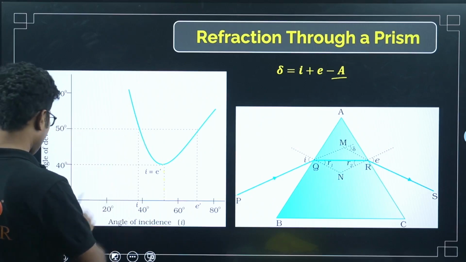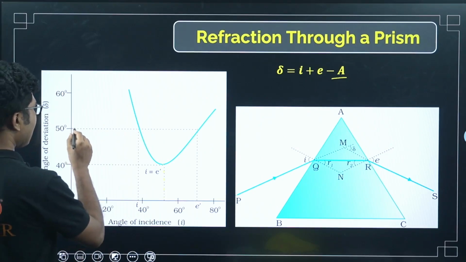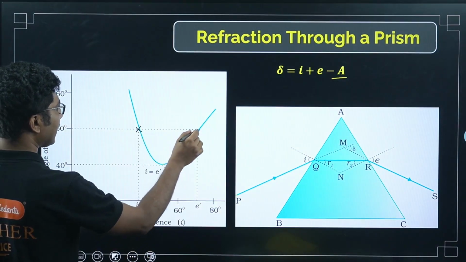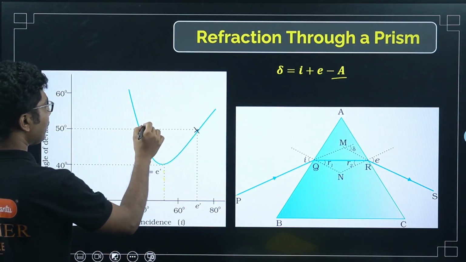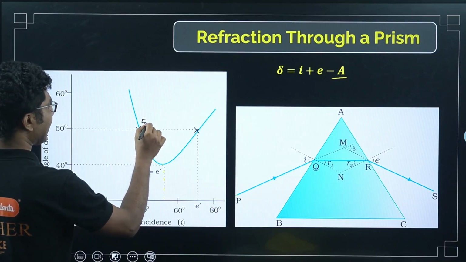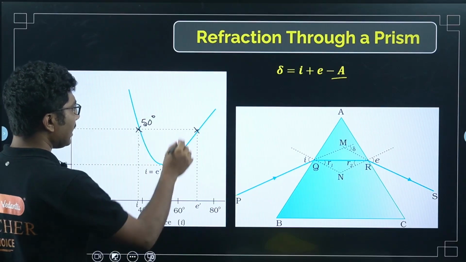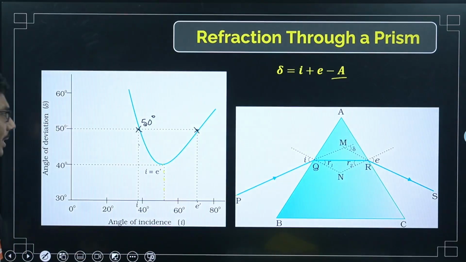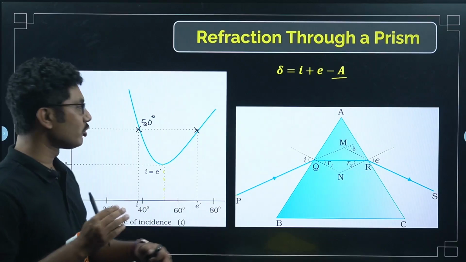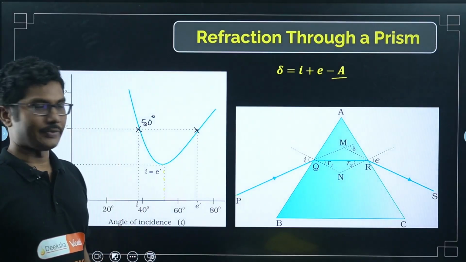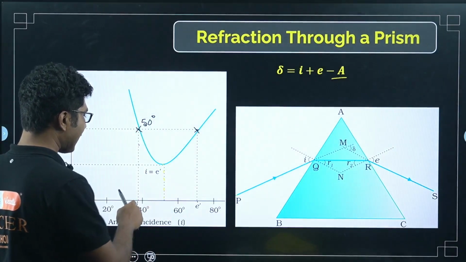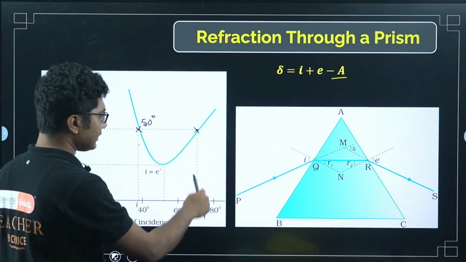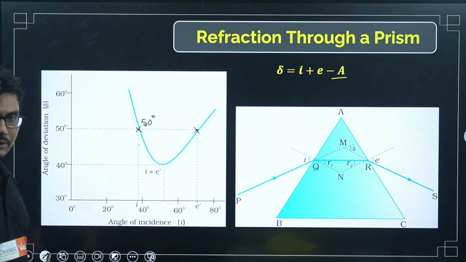For any other point if you consider, there are two angles for which you are getting the same value of delta. Suppose this value is 50 degrees, so 50 degree you are getting at incident angle 40 degree, and 50 degree you are getting at incident angle say 70 degree. But this is also true for emergent angle as well. If your incident angle is this, your emergent angle will be this. If your incident angle is this, then your emergent angle will be this.